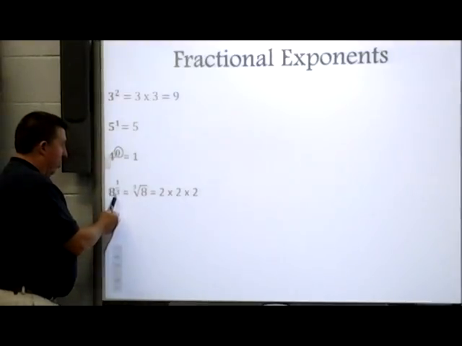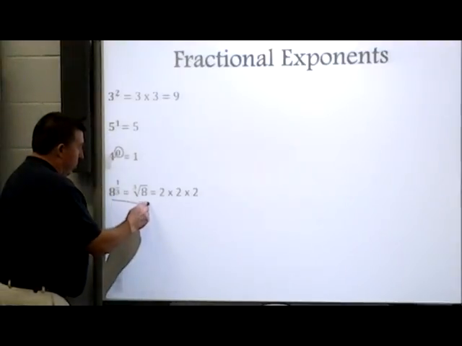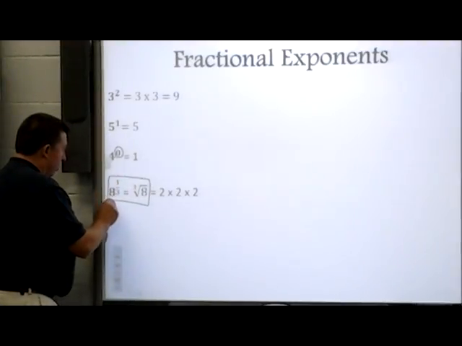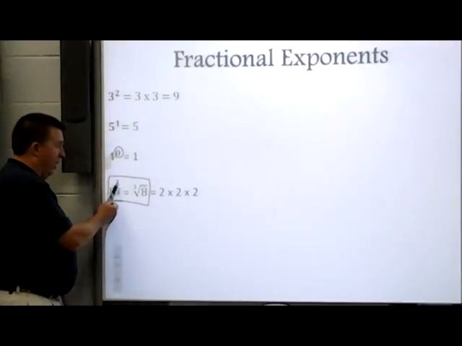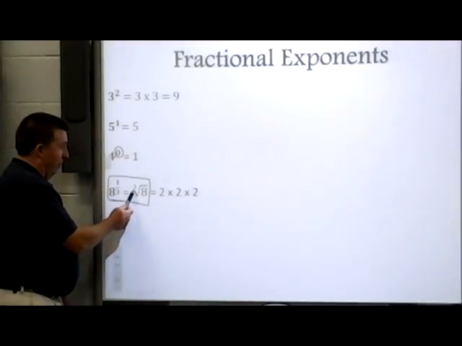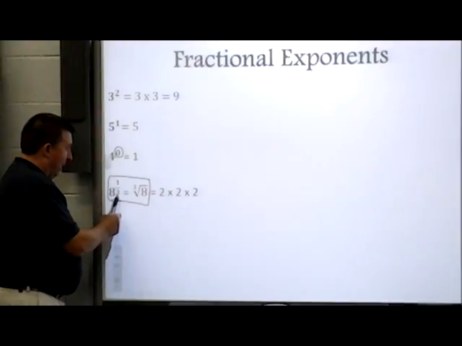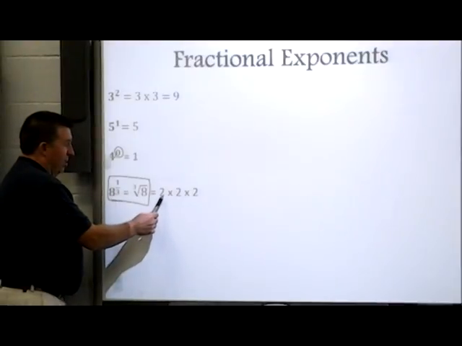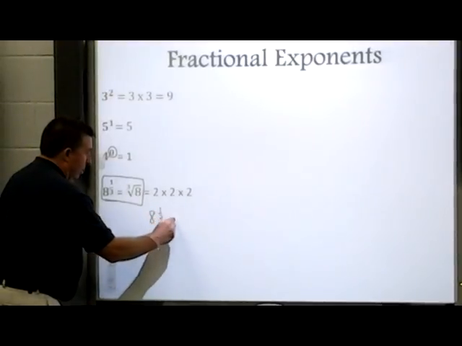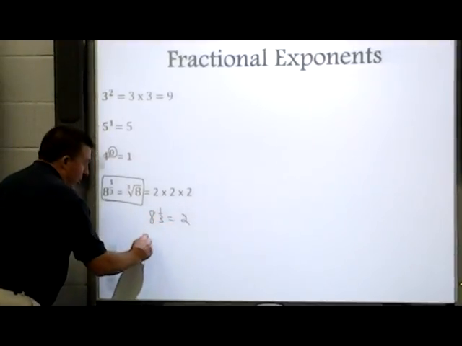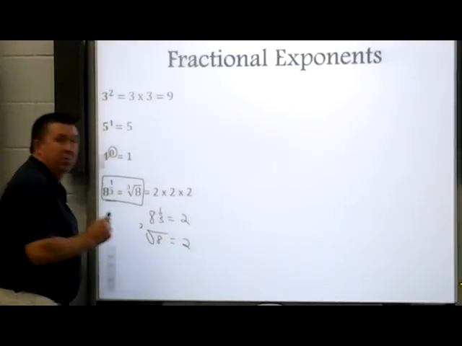And this is 8 to the 1/3 power, which is the same thing as the cube root of 8. So these two notations are interchangeable. Some people don't understand when they see 8 to the 1/3, that's the same thing as the cube root of 8. So what you're trying to find is, what number can I multiply by itself 3 times and get 8? And of course that would be 2 times 2 times 2. So 8 to the 1/3 is 2, which is the same thing as the cube root of 8, which is 2.